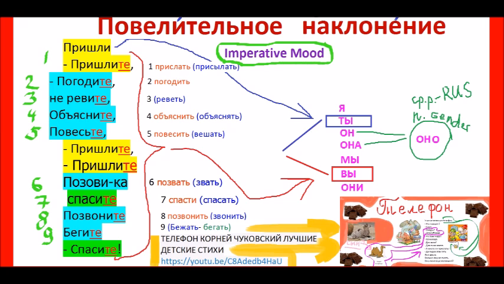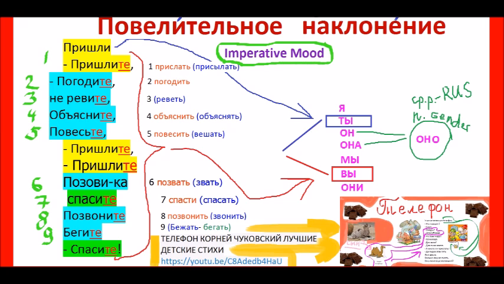So right here we see our imperative mood, повелительное наклонение, we form from perfective forms. Объясните. Explain, please. Объясните, пожалуйста. Explain, please. Let's look at number 5.